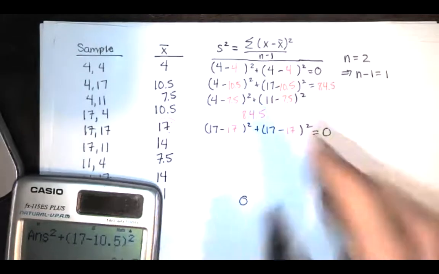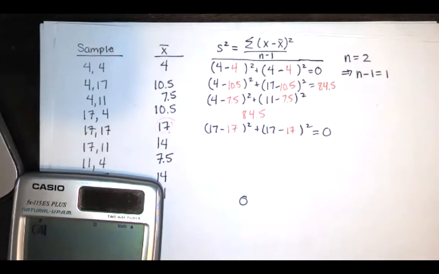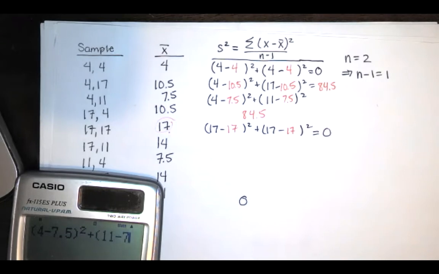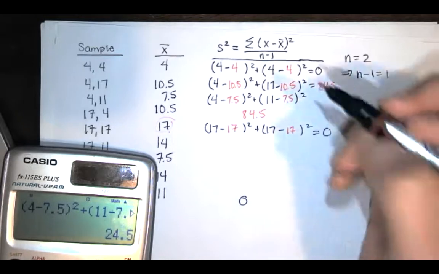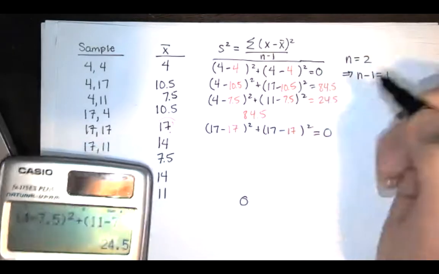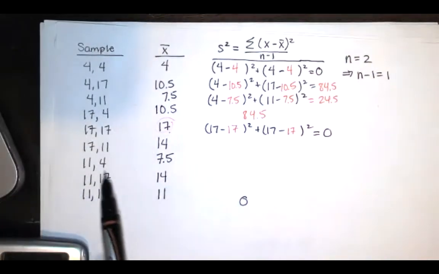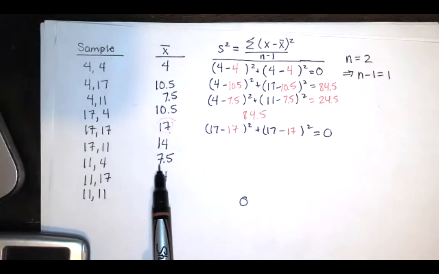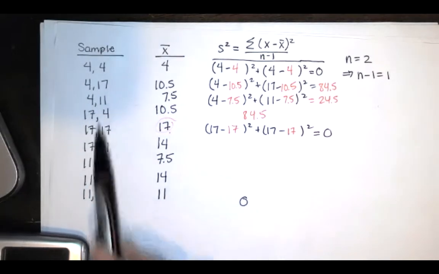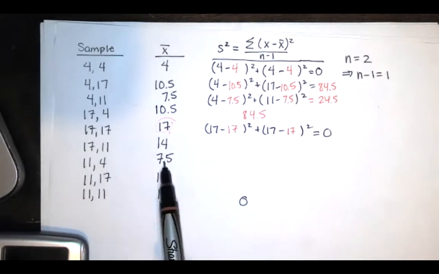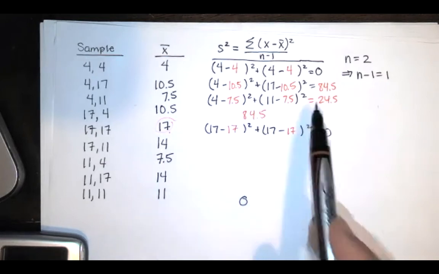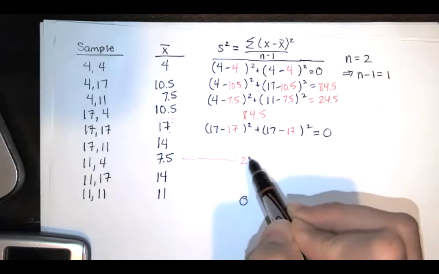Okay. Now for this one, I've got 4 minus 7.5, and I'm squaring that. Then I'm adding 11 minus 7.5, and I'm squaring that. Then I get 49 over 2, or 24.5. That was when we had a 4 and 11. We have a 4 and 11 here with the same mean, of course, because it doesn't matter which one's first, we're going to get the same mean. So the sample variance here is going to be the same as the sample variance there. So that's going to be a 24.5 as well.